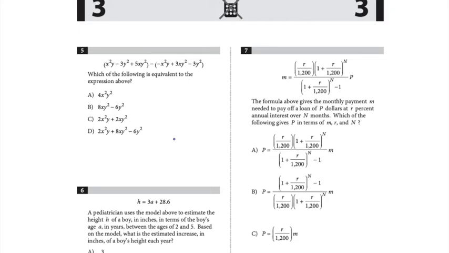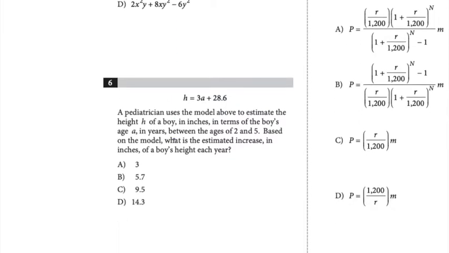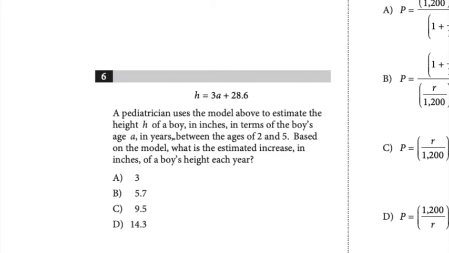Okay, so on our last video we did question number 5, so we're going to go ahead and skip that question here, and we'll go ahead to question number 6. So question number 6 says a pediatrician uses a model above to estimate the height, h, of a boy in inches in terms of the boy's age, a, in years, between the age of 2 and 5. Based on this model, what is the estimated increase in inches of the boy's height each year?